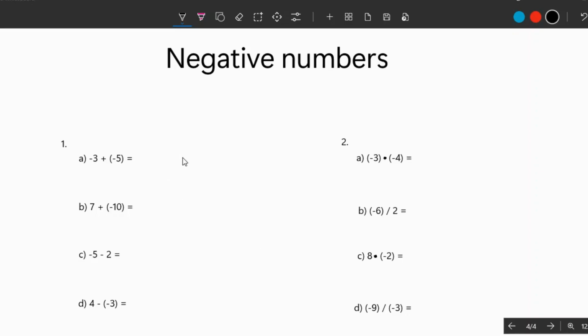Do negative numbers confuse you? Today we are going to break it down. In just a few minutes you will understand how to add, subtract, multiply and divide with negative numbers like a pro. Let's go. We will start by adding and subtracting negative numbers.